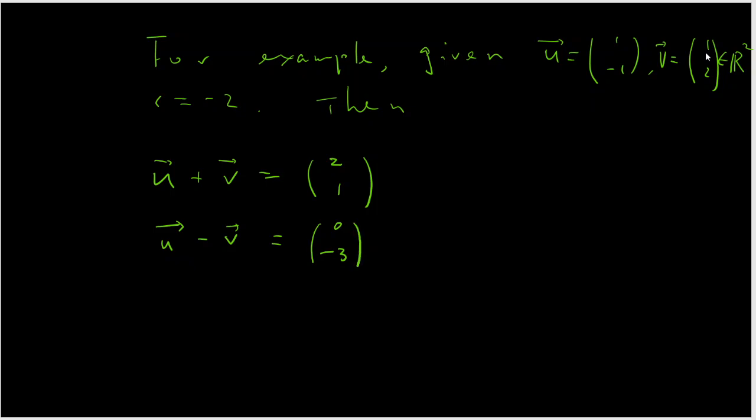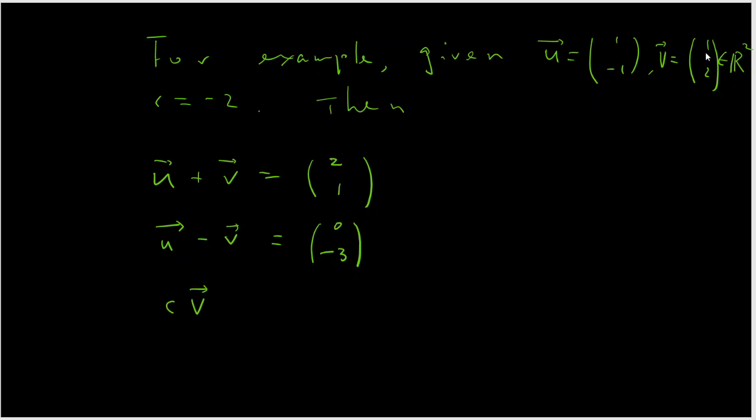Another thing we want to talk about is scalar multiplication. The operation is called scalar multiplication. The answer is also called the scalar multiple. So basically, now let's compute c times v.